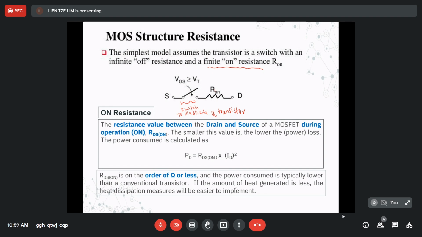If the amount of heat generated is less, the heat dissipation measures will be easier to implement. When we talk about the amount of power dissipation, it will dissipate as heat. The heat will increase the temperature in a device. So the temperature is very critical. If it is a high temperature, it will damage the device.